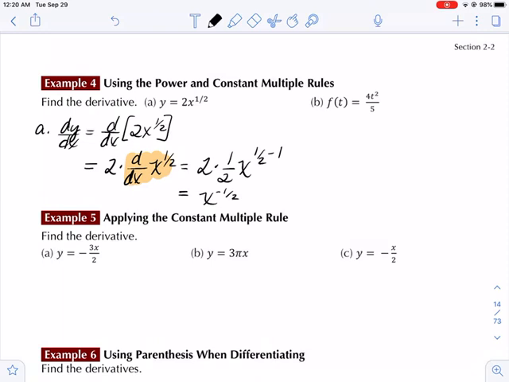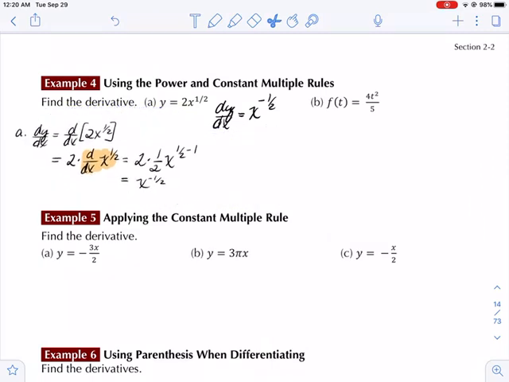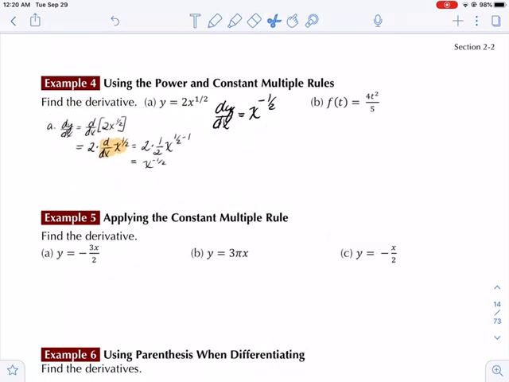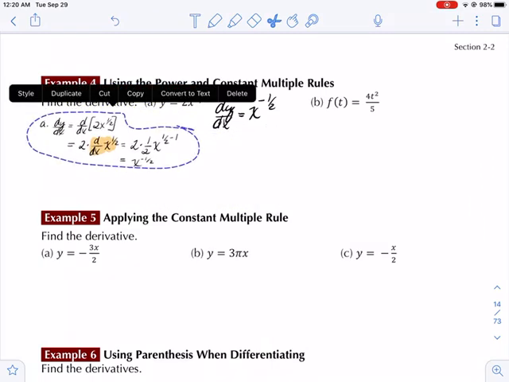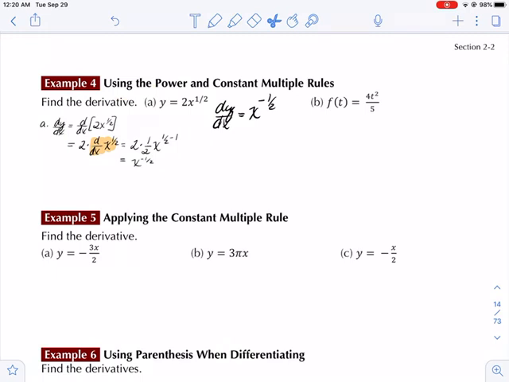Okay, so the answer for this is dy dx is equal to x to the -1/2 power. Let's get this a little smaller here. Which is then equal to 1 over the square root of x.